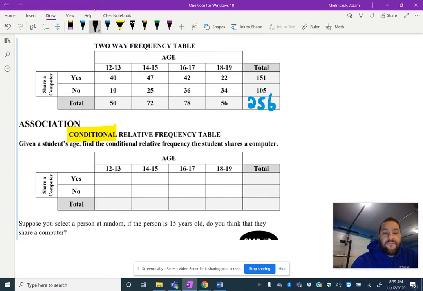Well, we know that 40 out of 50 said yes here. We know that 10 out of 50 said no. So that's our condition. And I'm not showing you the decimals right now. You'll see that below in a minute. I give you all the answers in decimals, it just would be too jumbled up.